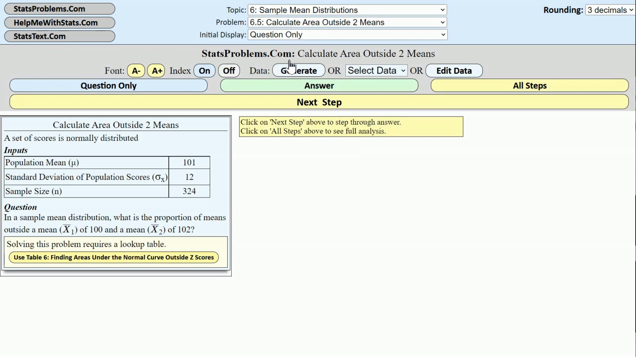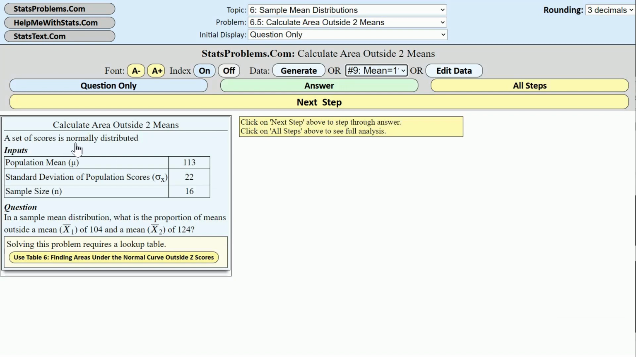Statsproblems.com was used to create this tutorial, which can help us calculate the area outside two means in a sample mean distribution. Let's begin by selecting one of the 25 example problems. The question appears in the blue box.